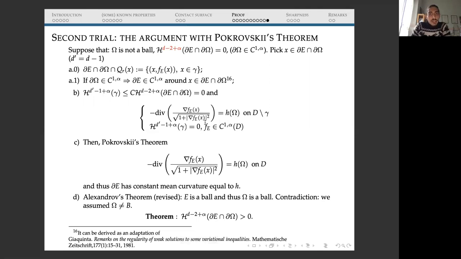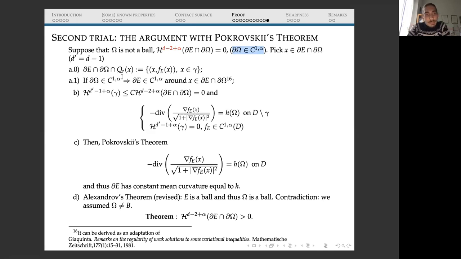So let's invoke now Pokrovsky's theorem, and let's run the argument from before with this new improved singularity removal argument. So we proceed as before. We start from omega, which is not a ball. We assume that this is small now in this bigger sense, so H^{d-2+alpha} of the intersection is 0. And you assume that the boundary is C^{1,alpha}. Now this is important.